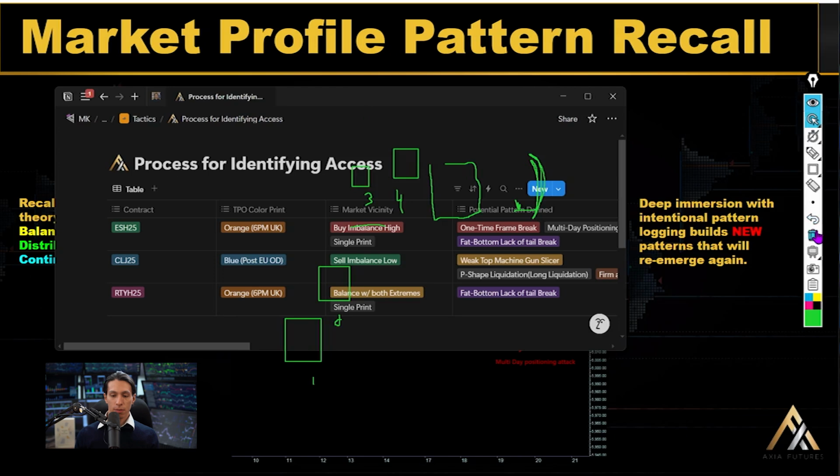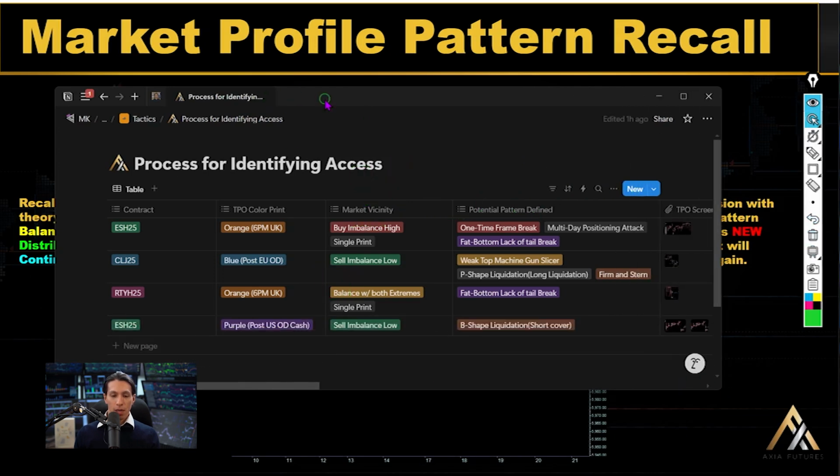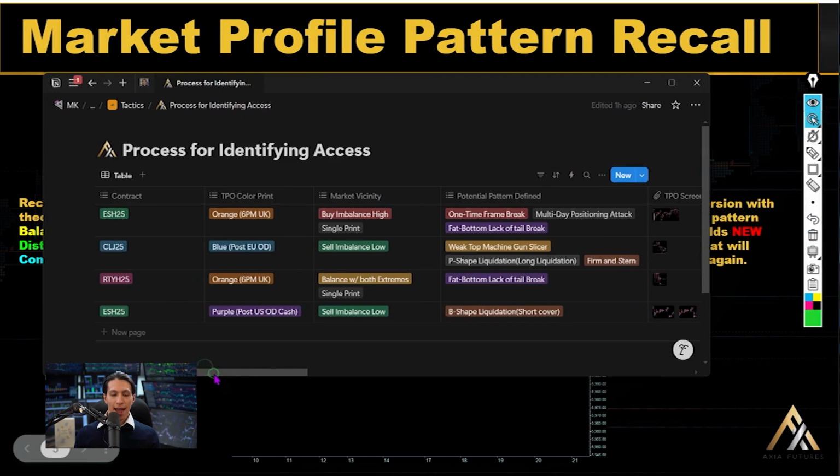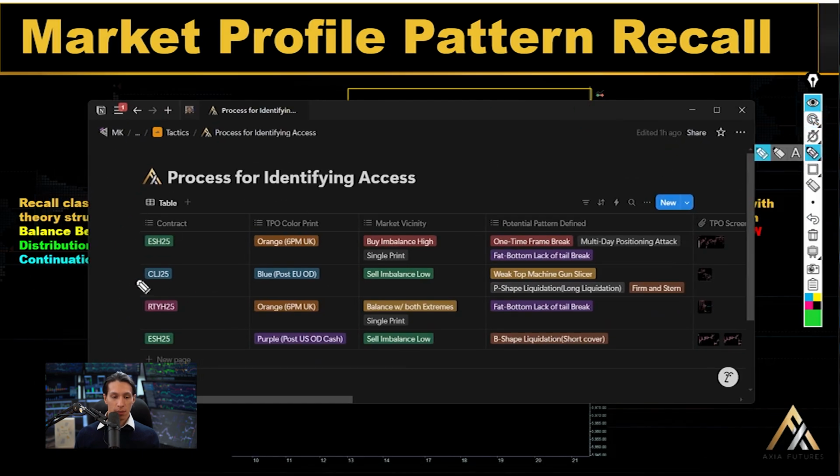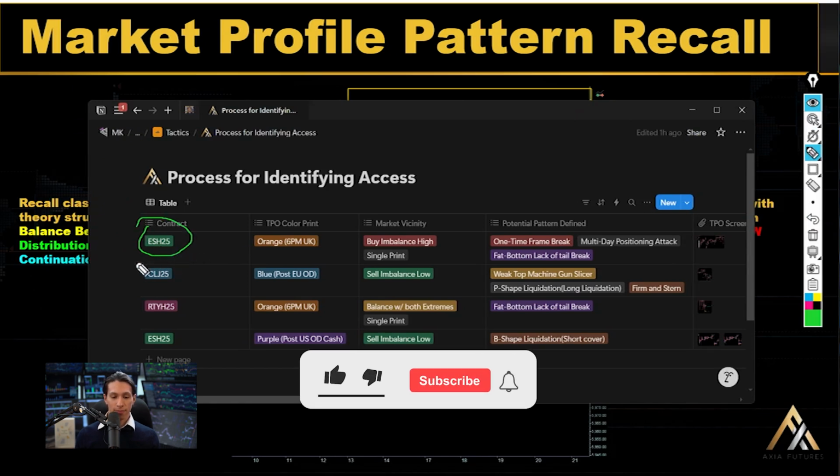I'm going to bring over my Notion template so that you can see how you can track this efficiently, like I said, for your future self. So, for example, this is the market we're currently looking at, the ES, specifically the H contract for March of 25. The roll is soon. And we're looking at the orange print.